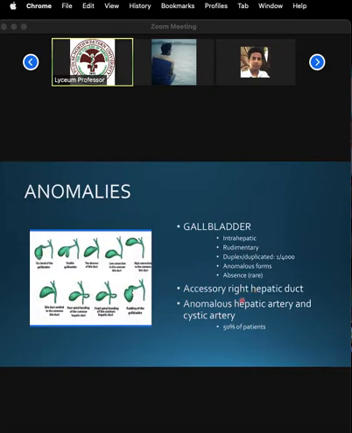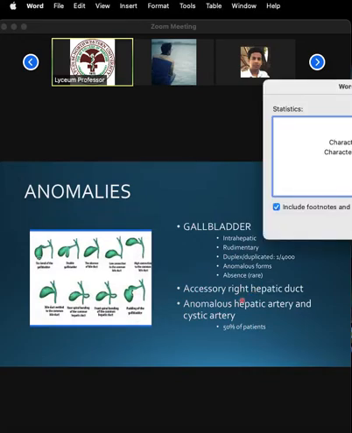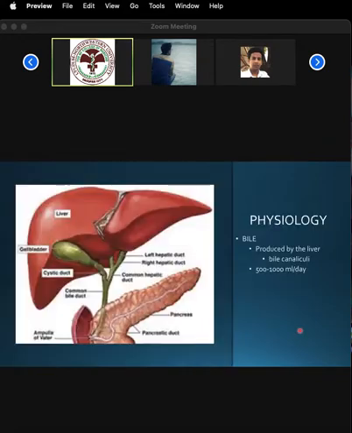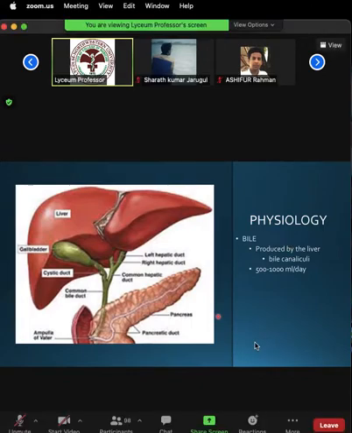We may also encounter an accessory right hepatic duct and an anomalous hepatic artery and cystic artery in about 50% of patients. As to your physiology, again I review, because I believe by this time you should be experts in anatomy and physiology.